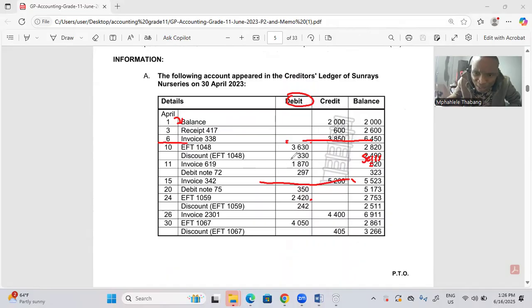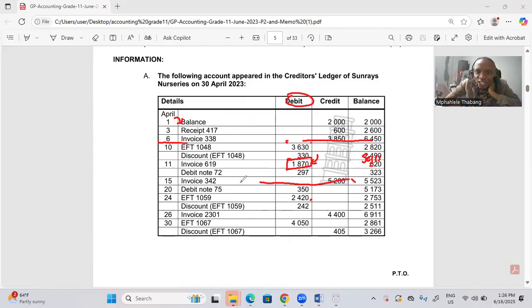Invoice 619. This is a big mistake because actually we are saying we have to decrease our liability account by 1,870. We are saying we decrease what we owe to the supplier by 1,870. This is wrong. We don't have to decrease what we owe to the supplier by 1,870 because this invoice is for the sale which we have made to someone else. So we must take this 1,870 outside the creditors ledger. It does not belong here.